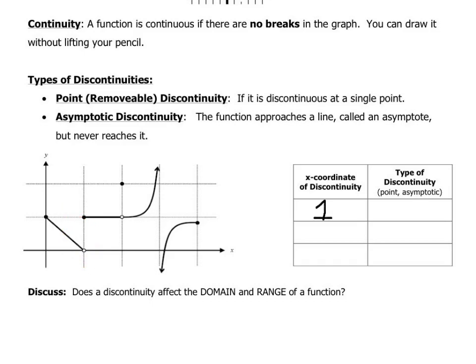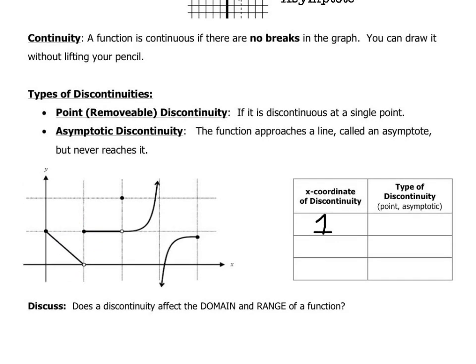All right, so think about what kind of discontinuity this is. What's happening to the graph? Is this a point discontinuity, or is there an asymptote there? We can see there's no asymptote, there's no dotted line. The function isn't getting right up close to a dotted line. So I know that this is a point discontinuity. I'm just going to put a P in here for point. Specifically, if we want to get more specific than point, it's a jump discontinuity.